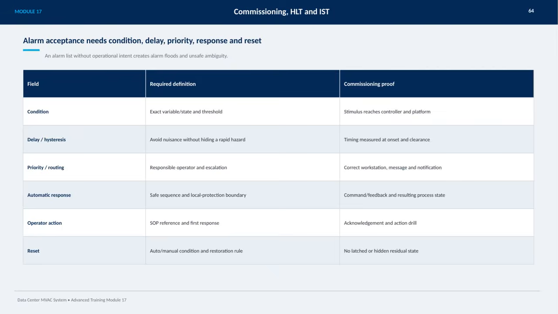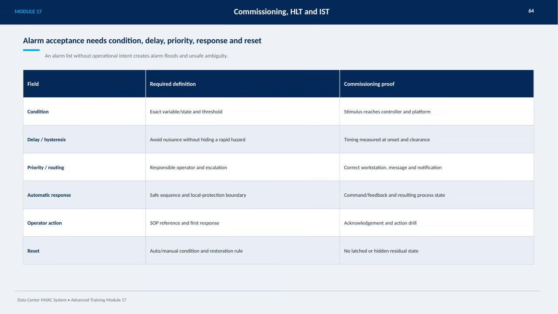On this slide, we focus on the essential elements required for effective alarm acceptance in a data center MVAC system. An alarm list without clear operational intent can lead to alarm floods and create unsafe ambiguity. To prevent this, each alarm must be thoroughly defined with specific conditions like the exact variable or state and its threshold. The stimulus that triggers the alarm must reliably reach the controller and platform to ensure accurate detection. We also need to consider delay or hysteresis settings to avoid nuisance alarms while still detecting rapid hazards promptly.